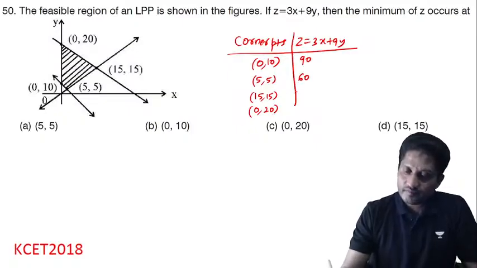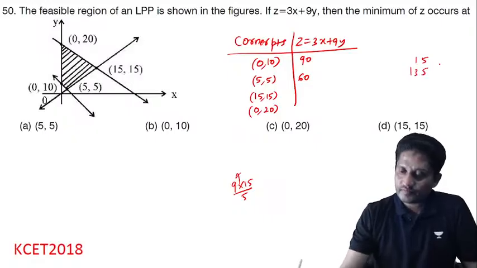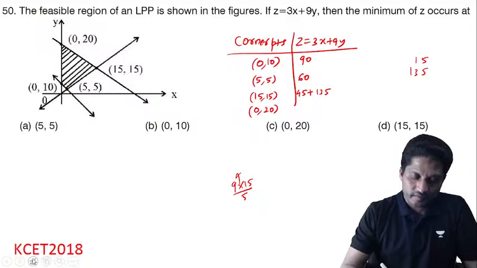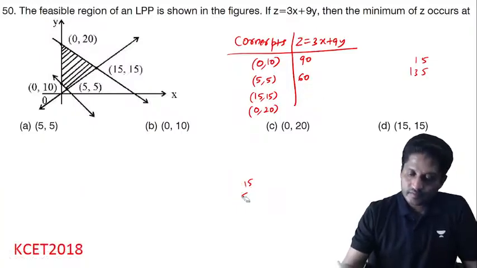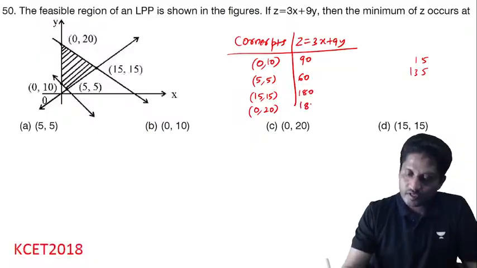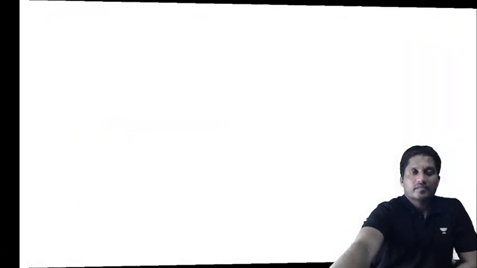Alright, and then this is 15 plus 135, 9 into 15, which is 45 plus 135, which is equal to 180, right? This is 180, it's also 180. It's asking what is the minimum value. The minimum value will occur at 5 comma 5 only. Option. Clear, guys? Question number 51.